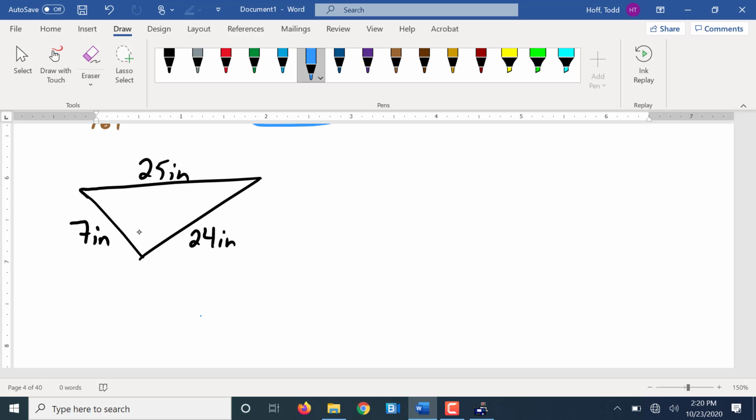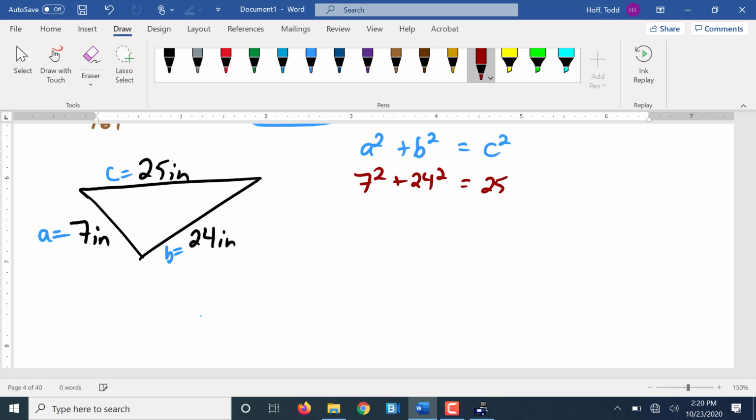So if it's a right triangle, what two sides would have to be the legs? 7 and 24. So those are A and B. Then the hypotenuse would have to be the longest side, so 25 we'll call C. So A squared plus B squared has to equal C squared. So 7 squared plus 24 squared has to be 25 squared.